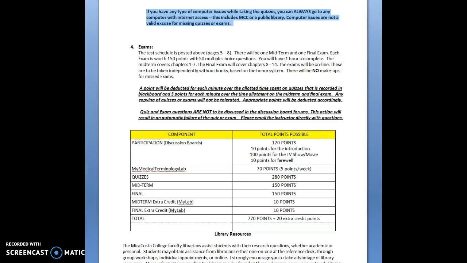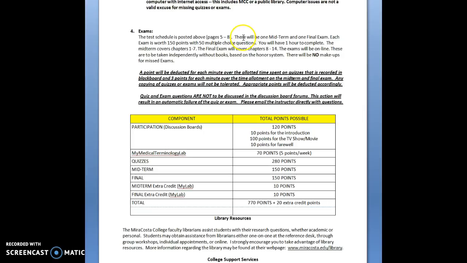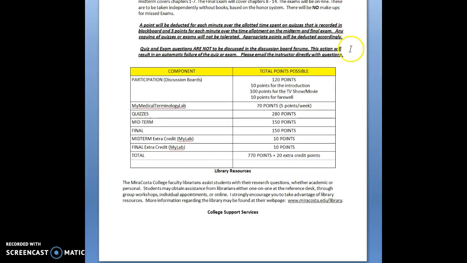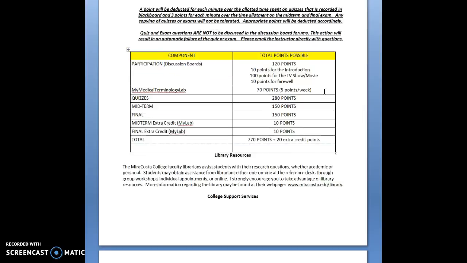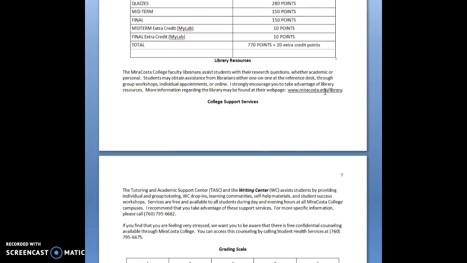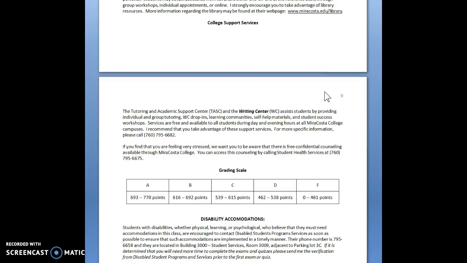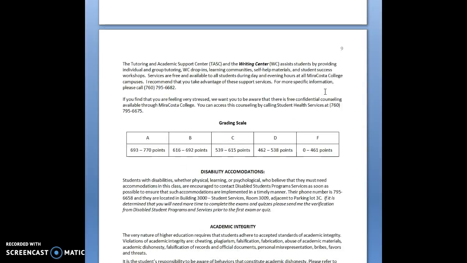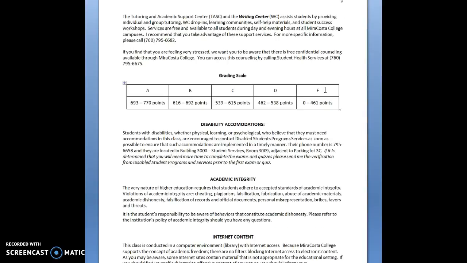I've posted the exam schedule previously, like I said, one midterm, one final. And here's the breakdown of the points. So go ahead and have a look at that. We also have some library resources, college support, a writing center, and a tutoring and academic support center. The grading scale is based here.